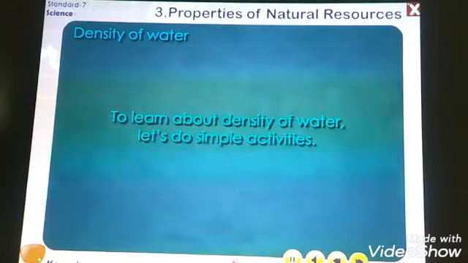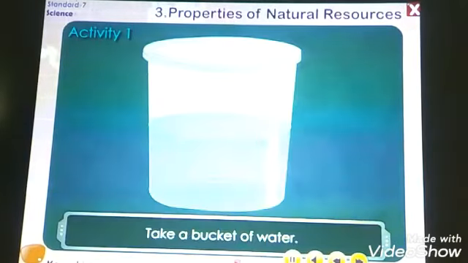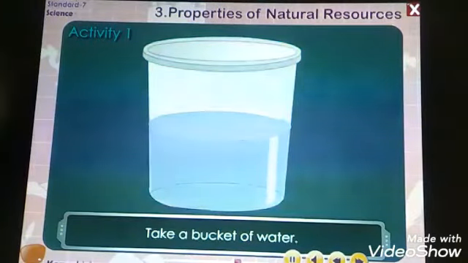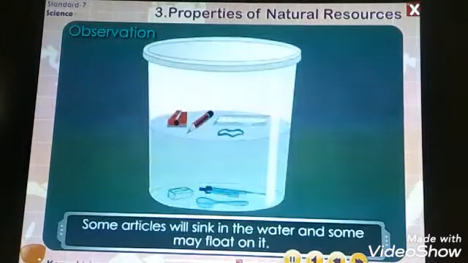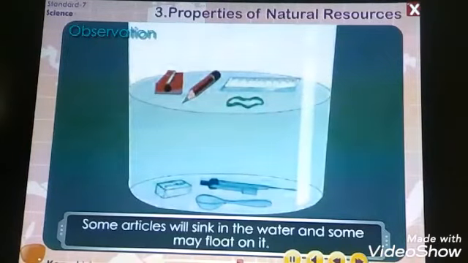Density of water. To learn about density of water, let's do a simple activity. Take a bucket of water. Drop many different kinds of articles in it. Observation. Some articles will sink in the water and some may float on it.